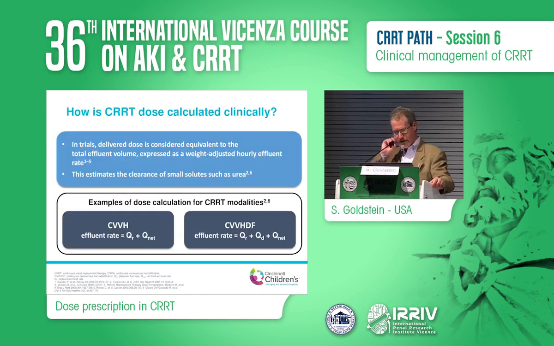So how do we calculate this clinically? In the trials that I'll discuss and that you'll hear about later, the delivered dose is considered to be equivalent to the total effluent volume, expressed as a weight-adjusted hourly effluent rate. This estimates, again, the small solute clearance, such as urea.